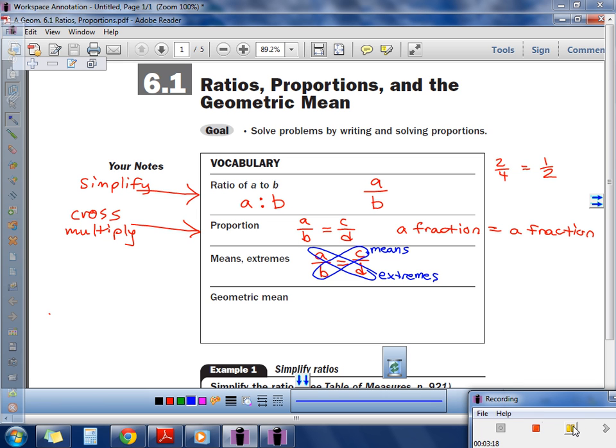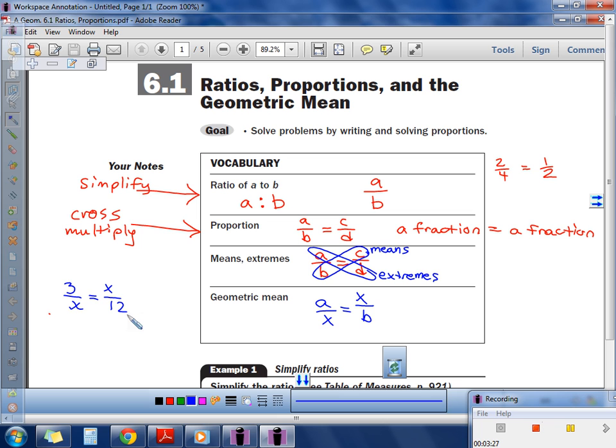Geometric mean is the next one up, and this is one of the most commonly missed problems on the test. Typically, you'll use a geometric mean in this case: A over x equals x over B, where A and B are numbers, x's are variables. Let me show you an example real quick. What if we had 3 over x equals x over 12?